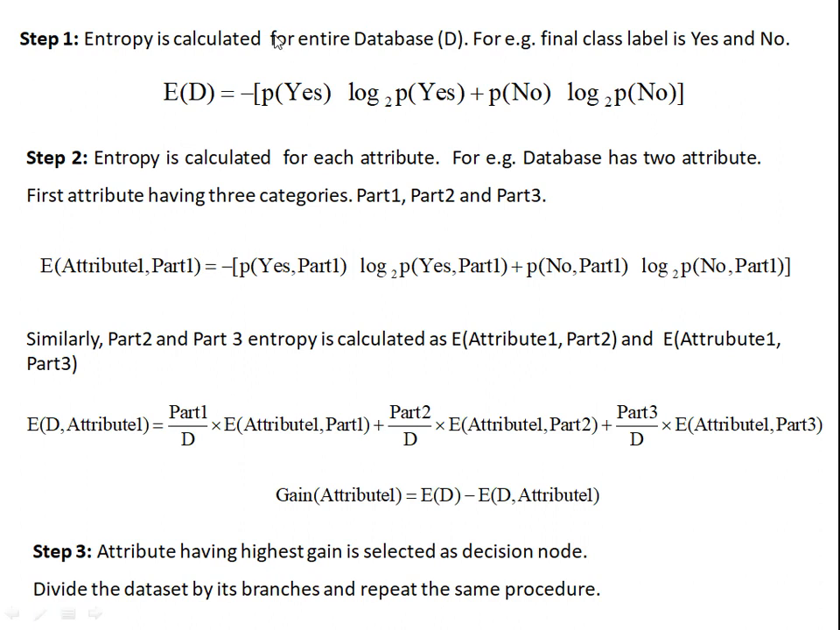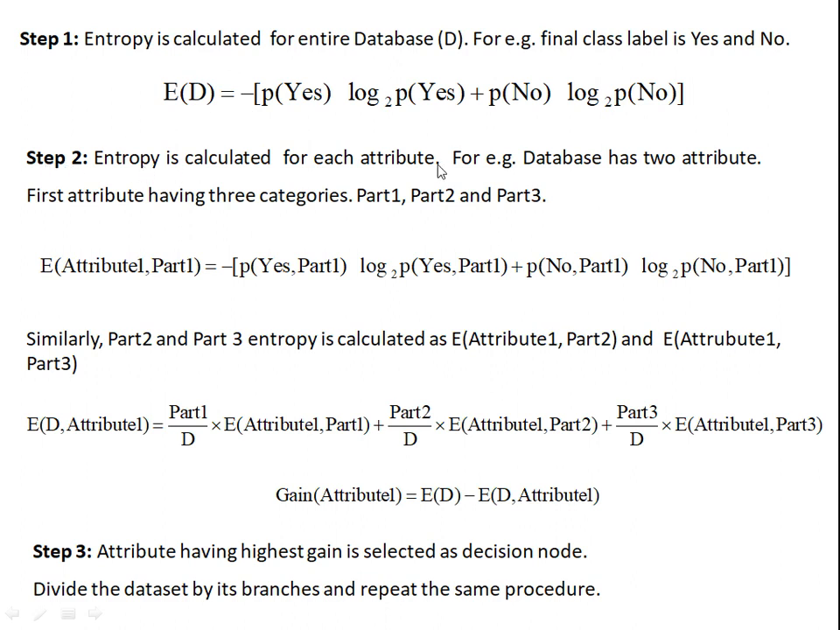Step 1. Calculate the entropy for entire database. For example, final class label is yes and no. Then entropy calculation for the entire database is probability of yes into log 2 probability of yes plus probability of no into log 2 of probability no. This is summation and outside minus sign is there. Even if minus sign is there, entropy is always positive.